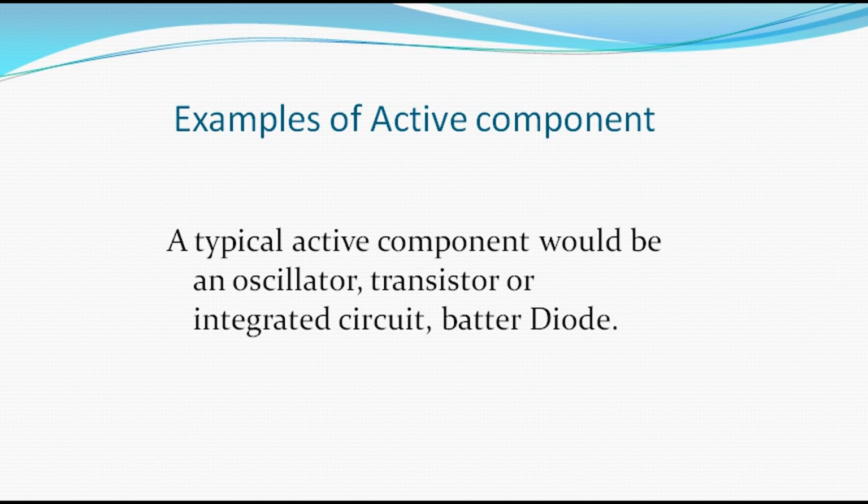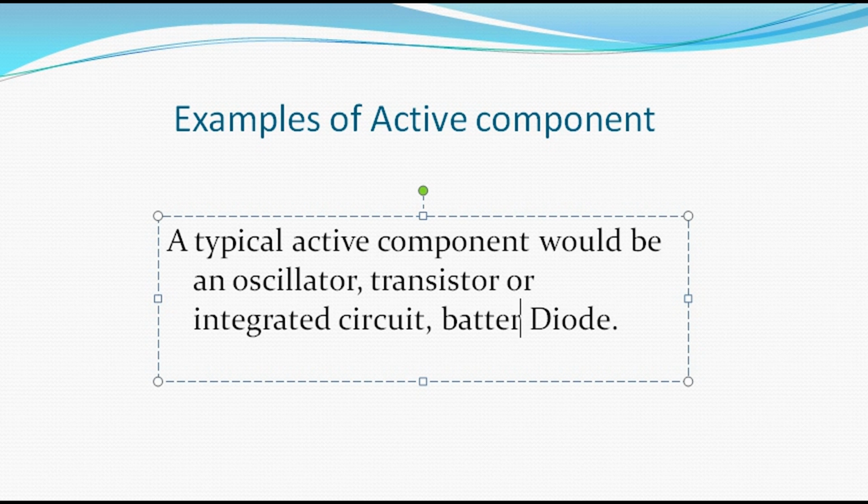Now, what are the examples of active component? Examples of active components are: a typical active component will be an oscillator, transistor, or integrated circuit, being IC, battery, or diodes. Battery, diodes. Battery, I know some persons will be thinking, why did he say battery is part of active component? Don't worry, I will discuss this battery. I will tell you the reason why battery is part of active component.